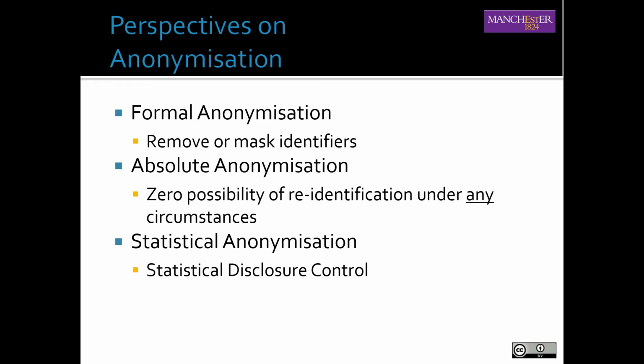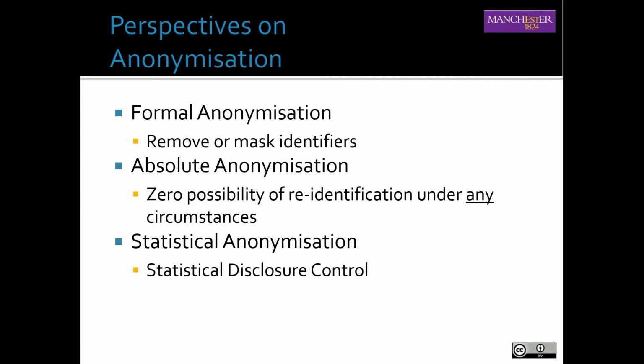So here are some perspectives on anonymisation. Formal anonymisation is the removal or masking of identifiers, and some pseudonymisation comes into this category. It's rarely sufficient. Absolute anonymisation is the zero possibility of re-identification under any circumstances. And as indicated earlier on, this is a straw person. It doesn't actually mean anything. In fact, if you want data that's useful, absolute anonymisation is an impossibility. And obviously, if you don't have useful data, why have you got the data at all?